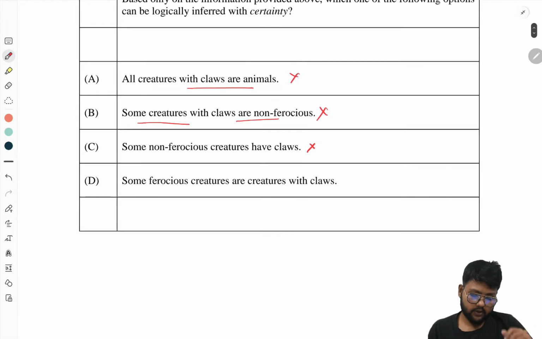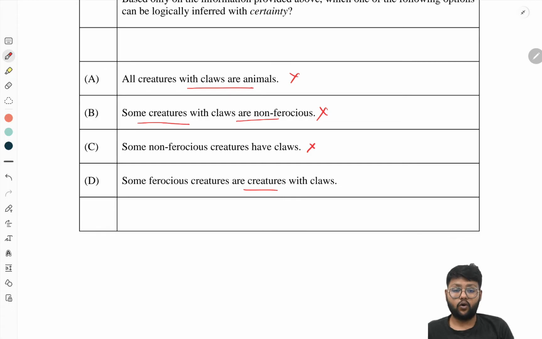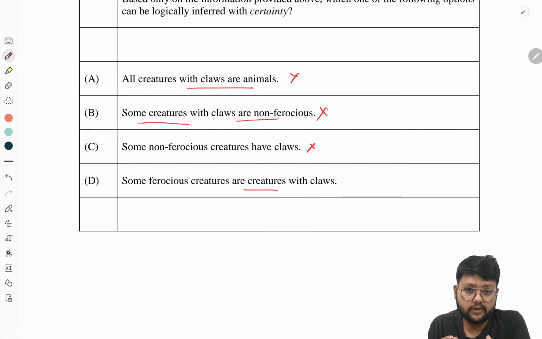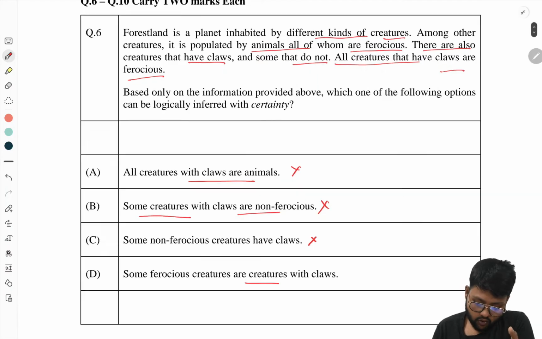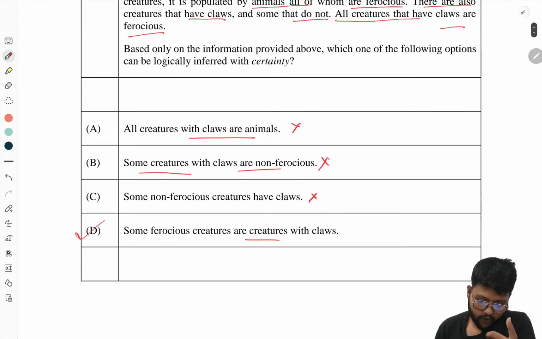And the last option is, some ferocious creatures are creatures with claws, because there are many other creatures that don't have claws, but they are ferocious according to the passage. So it will be our answer, that some ferocious creatures are creatures with claws.